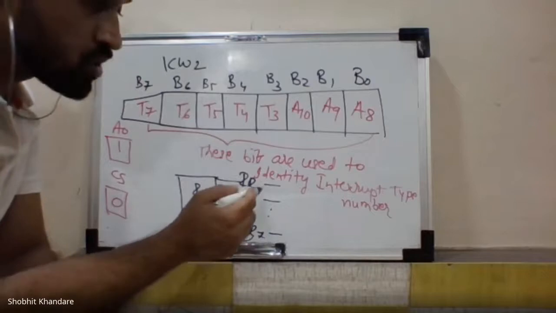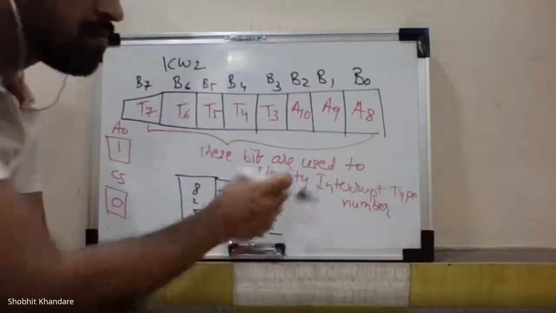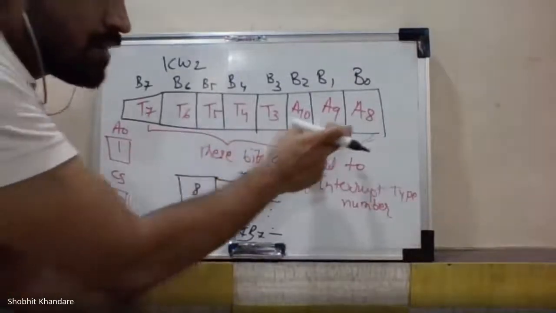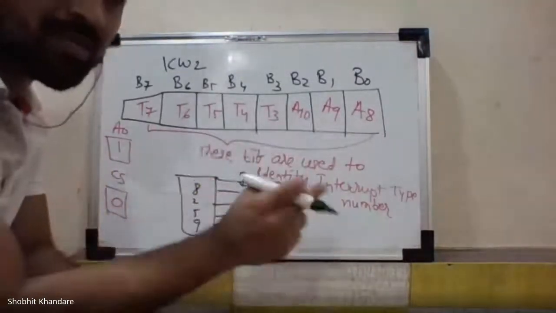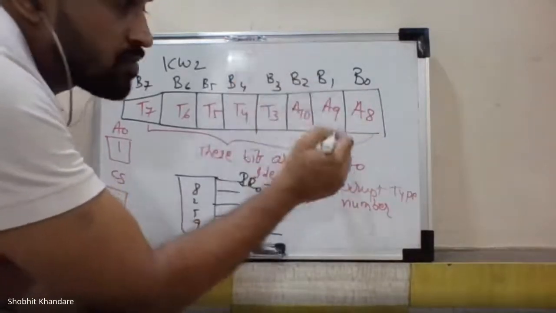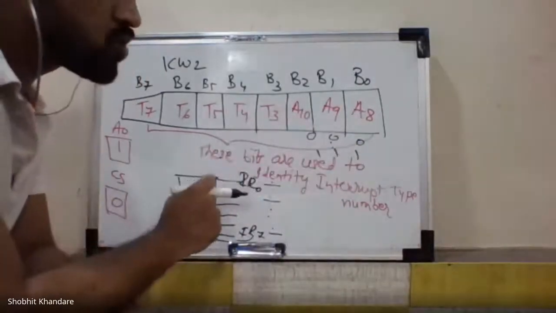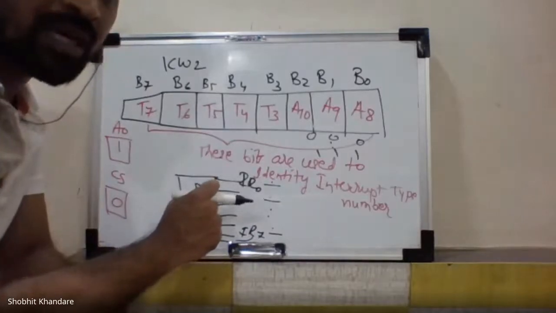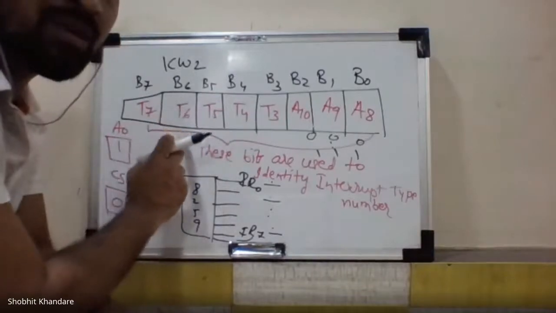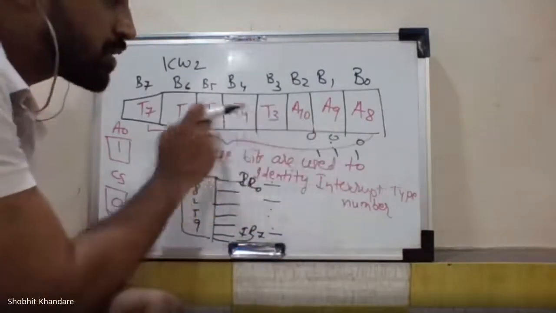So how do you get this interrupt type number? This interrupt type number we get by using ICW2. अब वो कैसे मिलता है? See here. I have told you these 3 bits are inserted by 8259. So when they are inserted by 8259, that means there are 3 bits, so I can go from 000 to 111. Okay. And I have told you this T3, T4, T5, T6, T7, they are programmable.